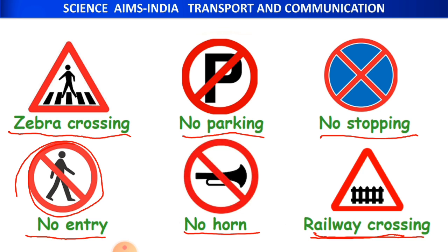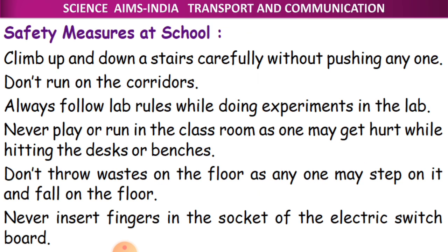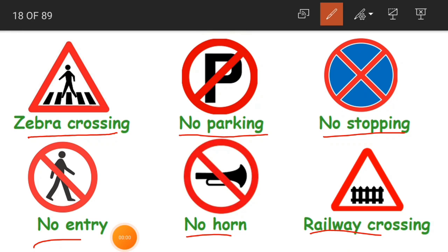Clear, children? After this we are going to discuss some safety measures at school. I hope you have understood all these. When you go out, especially on the roads, please observe all these traffic signals and try to follow all these rules, so that you will be safe and you also keep others safe. We will continue in the next class.